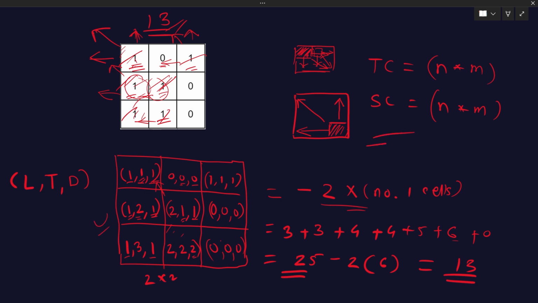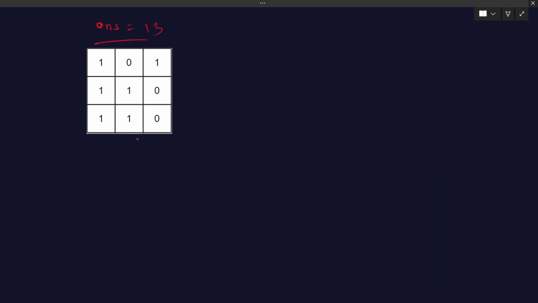So let's see how we can optimize this solution further. Again, let's take this same example. Earlier, what we were trying to do is, for every cell, see how much we can extend towards the left, how much we can extend towards the top, and then calculate the answer based on this.